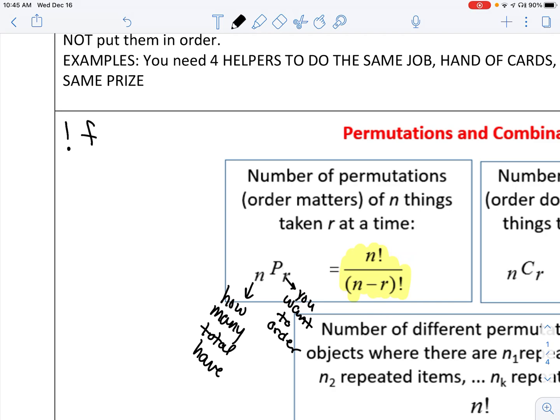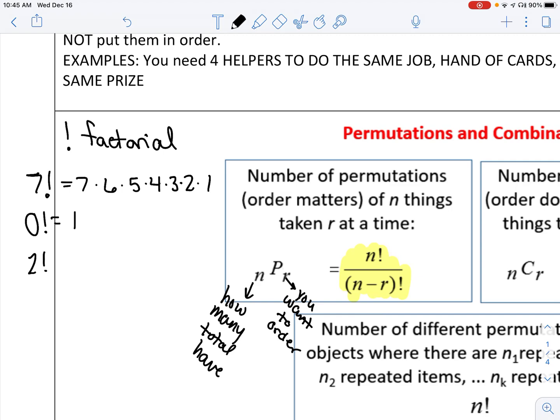Factorial, let's write that down. Factorial means you take that number. Let's say we have 7 factorial. And we're not like 7, excited. We're just 7 factorial. What that means is you do 7 times 6 times 5 times 4 times 3 times 2 times 1. That's what factorial is. The only weird one is 0 factorial. 0 factorial is 1. That's very odd. So 2 factorial would be 2 times 1. 3 factorial will be you start at 3 and work your way down to 1. So that's what factorial means.